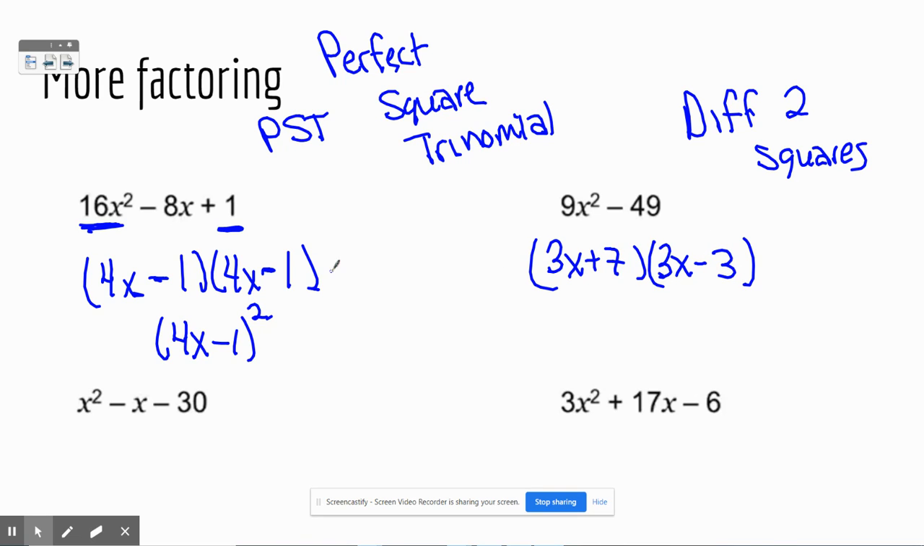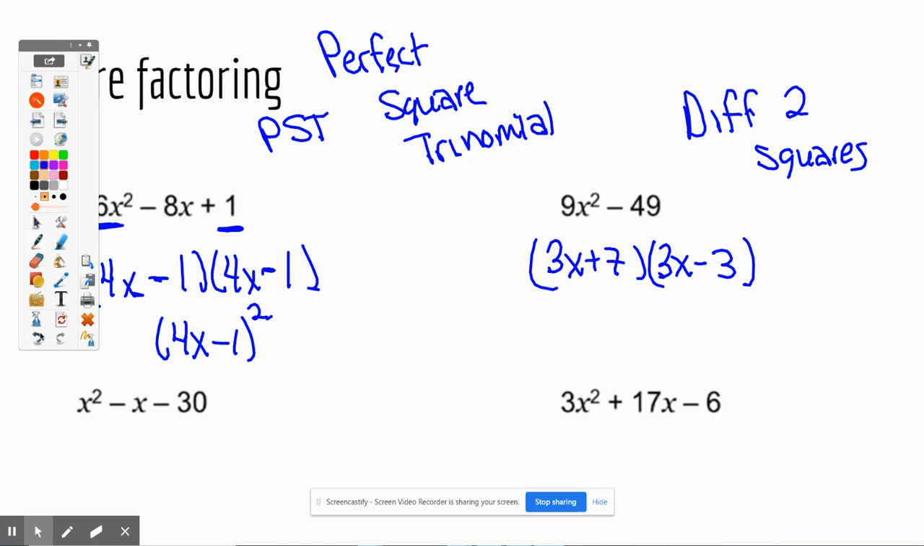These are called conjugate pairs. They're not opposites, just the second sign is different. And because of that, when you multiply them, the O and the I of FOIL cancel out, or the outer and the inner, and you're left with just 2 terms, difference of 2 squares.